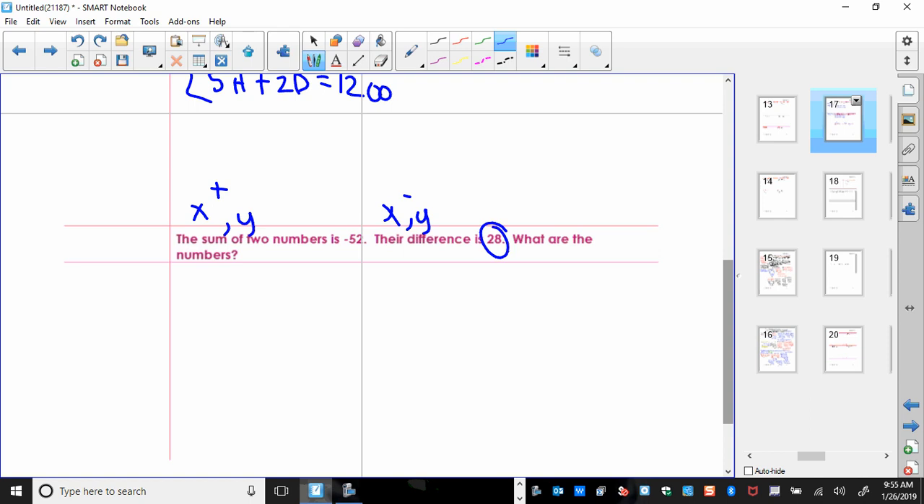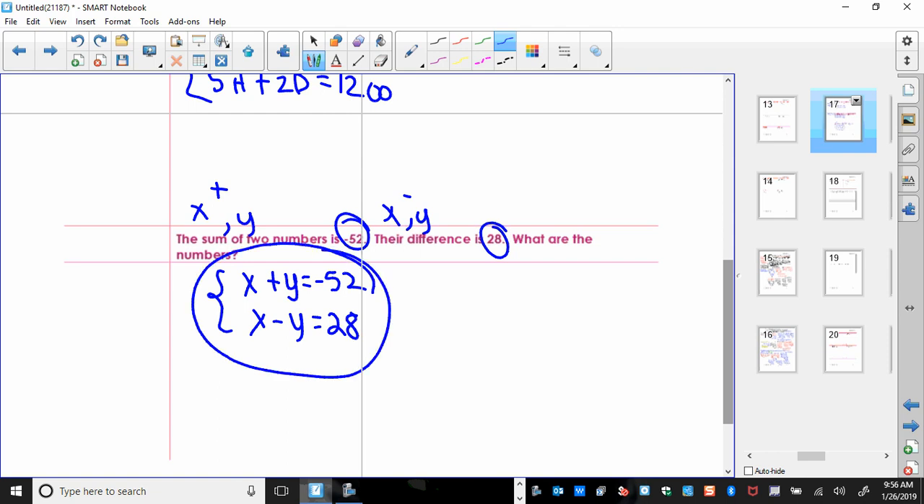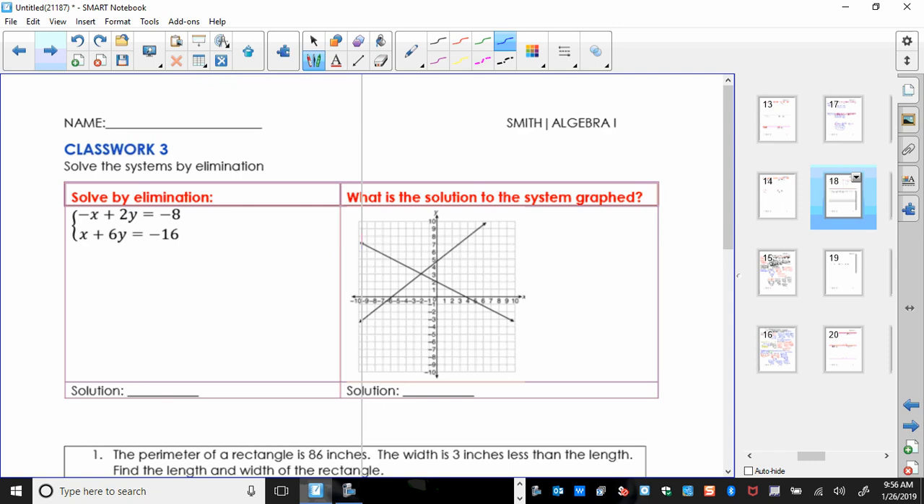It's 28. And the sum is negative 52. So when we write our system, we have X plus Y equals negative 52. X minus Y equals positive 28. Here's our answer. And this one's relatively easy to solve. As a challenge, I kind of challenge you to just go ahead and solve that. Moving on, you do have classwork today, and I kind of want to go through that with you.